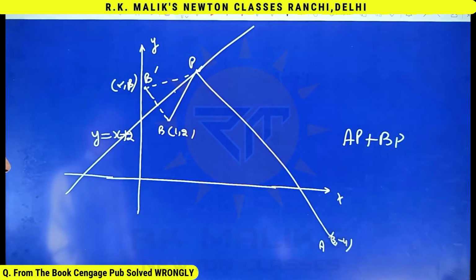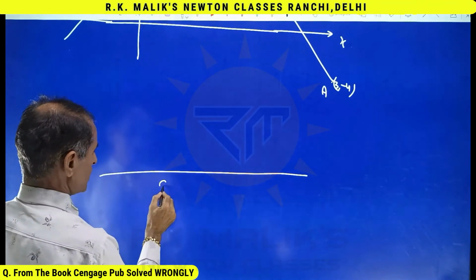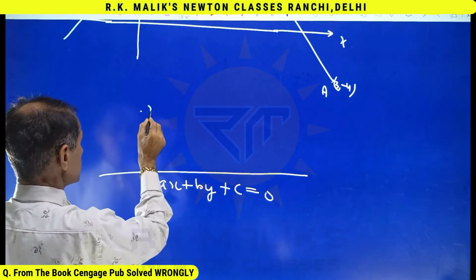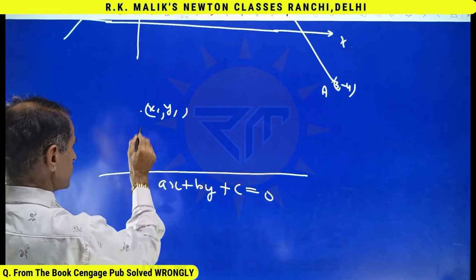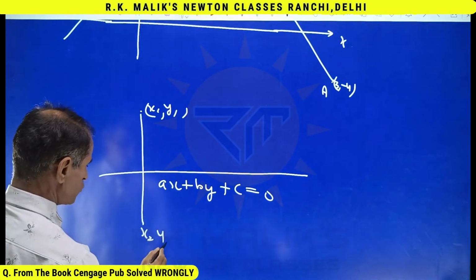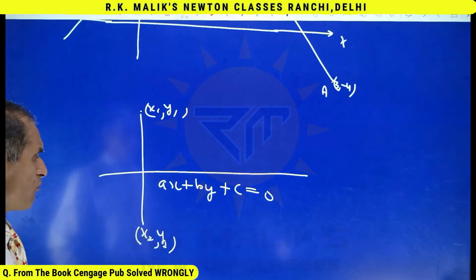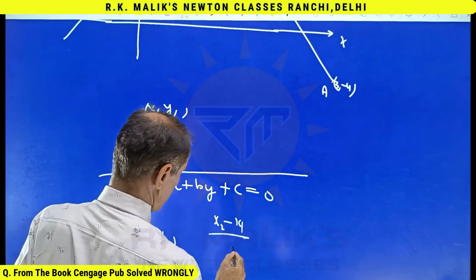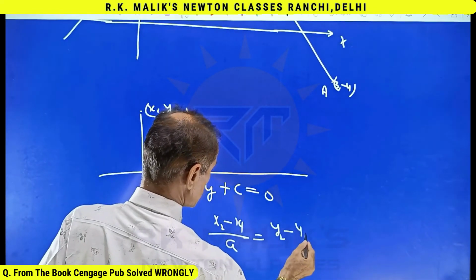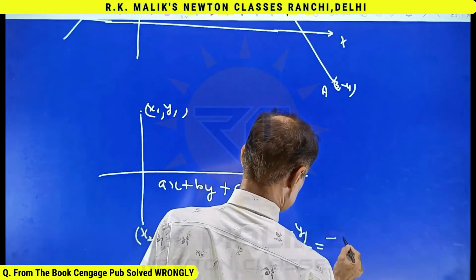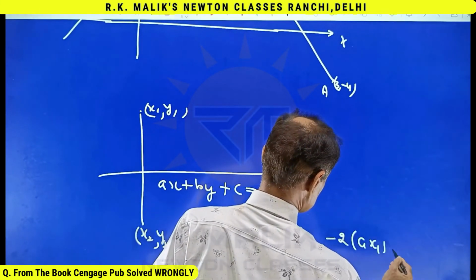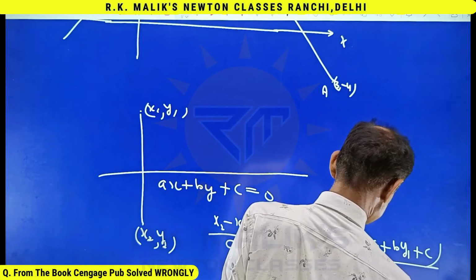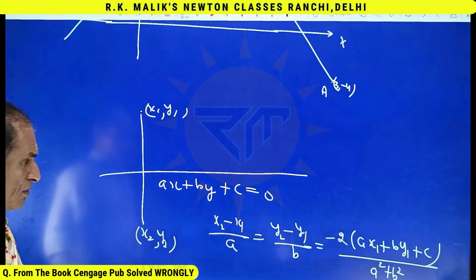Suppose this point is alpha, beta, and we know that if this is the line ax plus by plus c equal to 0, and this is the point x1, y1, this is the point x2, y2, to find the values of x2 and y2, we know the formula is (x2 minus x1) upon a, equal to (y2 minus y1) upon b, equal to minus 2 into (a x1 plus b y1 plus c) upon (a square plus b square).